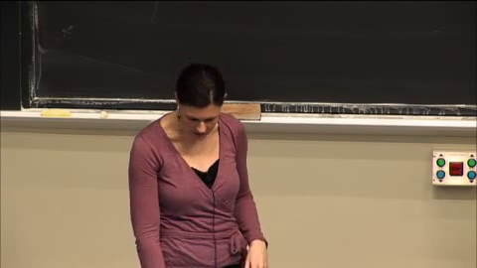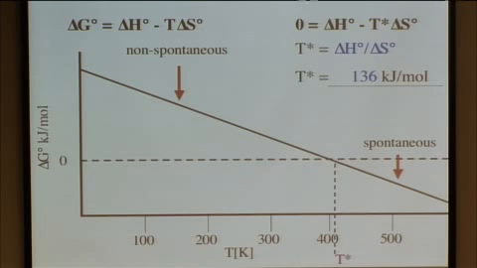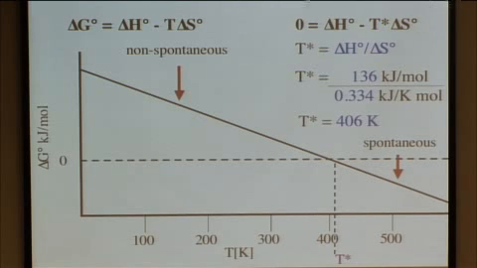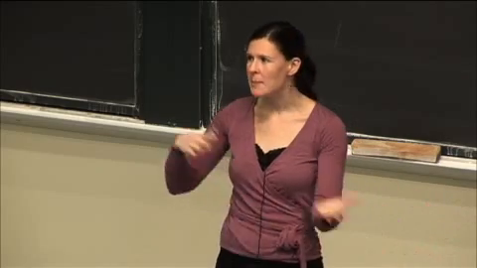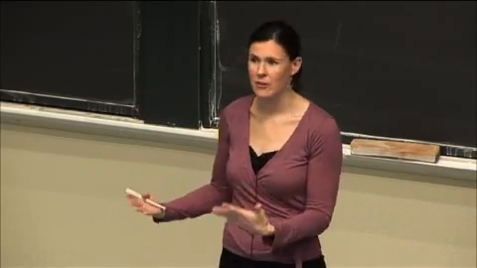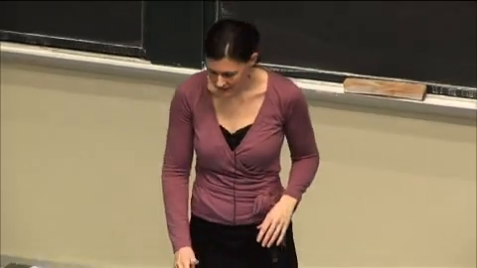So let's go ahead and do this for the case with baking soda. And for baking soda, what we saw was that delta H was 136 kilojoules per mole. And the change in entropy was 0.334 kilojoules per K mole. And that means if we do that simple division, then what we end up with as our temperature star is 406 Kelvin. So basically what this tells us is if we tried to bake our cookies below 406 Kelvin, they would not rise. If we bake them above 406 Kelvin, they will rise because this reaction is now spontaneous.